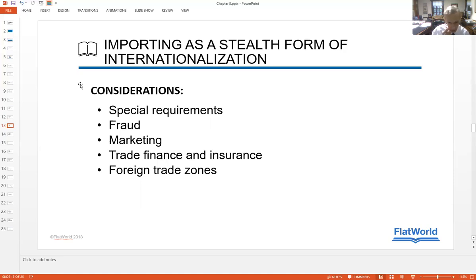There are various financing and insurance issues and so forth, including foreign trade zones, where it's easier to bring products in from outside your home country. So these are simply some considerations that managers need to have when they are using imported products.